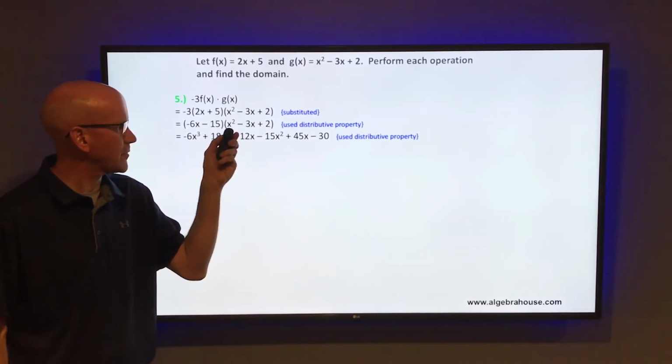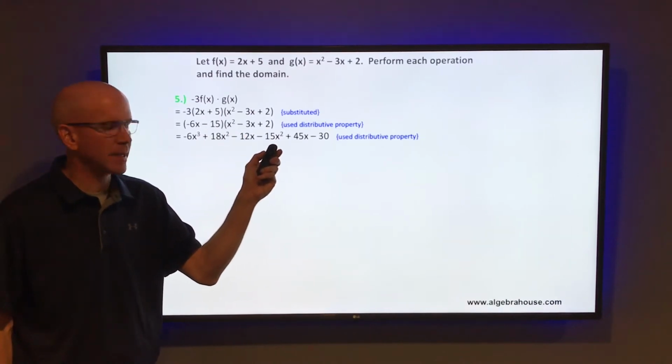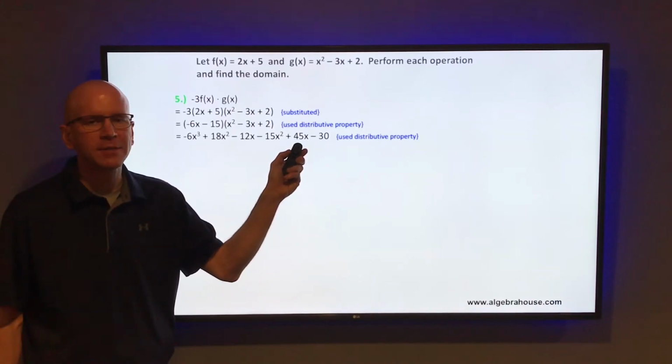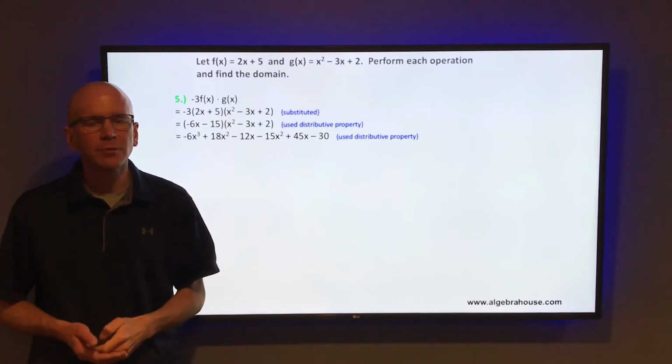Then distribute the negative 15 through that second set of parentheses. So negative 15 times x², that is negative 15x². Negative 15 times negative 3x, that'd be 45x. And finally, negative 15 times 2, that is negative 30. Go back through and combine the like terms.